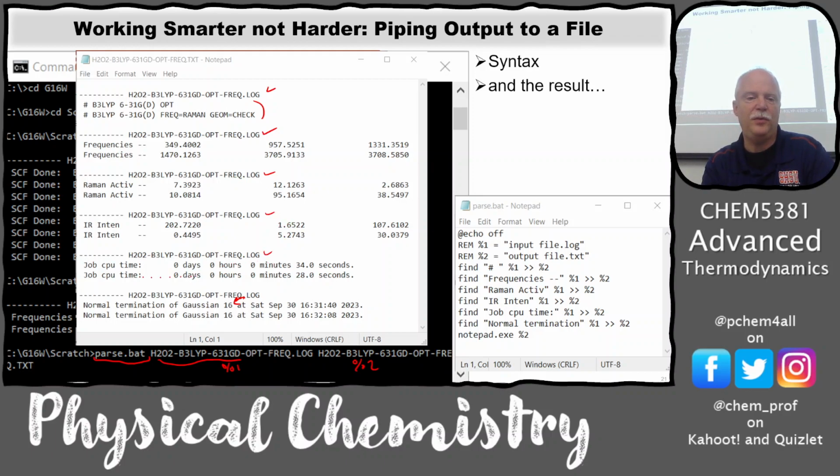I went ahead and searched for CPU job time just because I wanted to see like a record of how long the calculations took. And then I looked to see if it was normal termination. That's a nice thing to see in case there was an error in the file. You don't want to use the results from a file that didn't finish correctly. Okay.